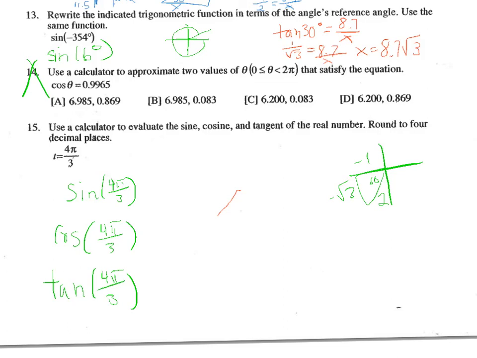And now we're ready to evaluate the three trig functions. So the sine would be opposite over hypotenuse, which is negative root 3 over 2. The cosine is adjacent over hypotenuse, so negative 1/2. And the tangent is opposite over adjacent, so negative root 3 divided by negative 1 would be a positive root 3.